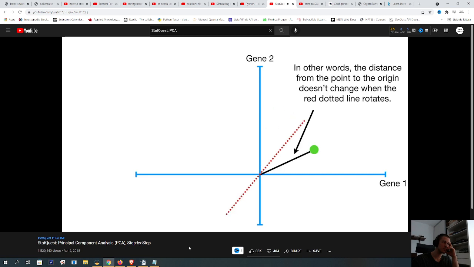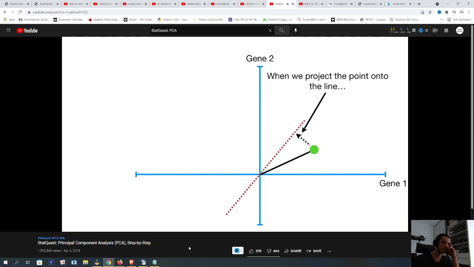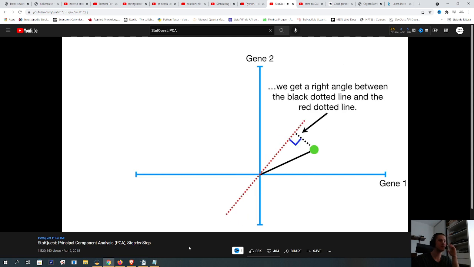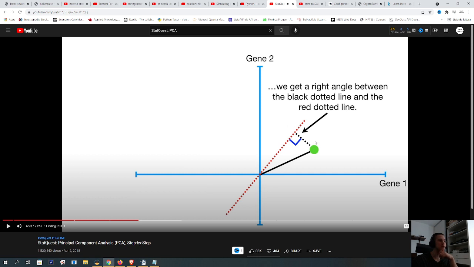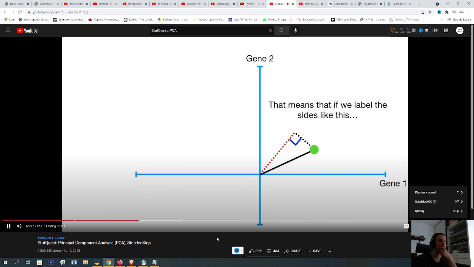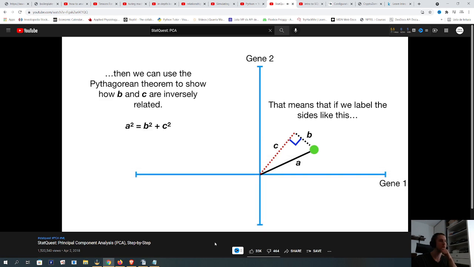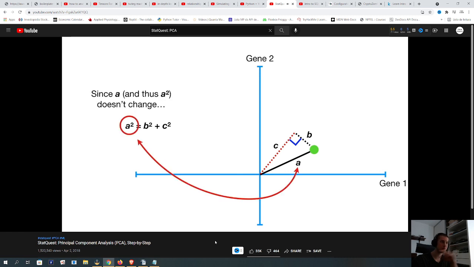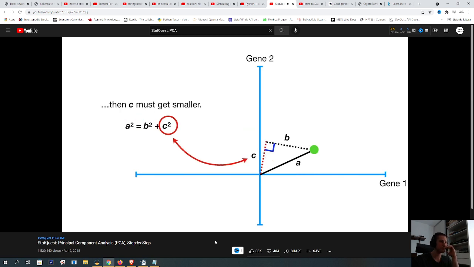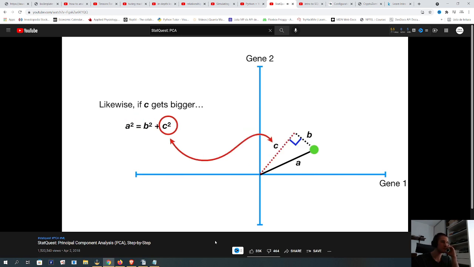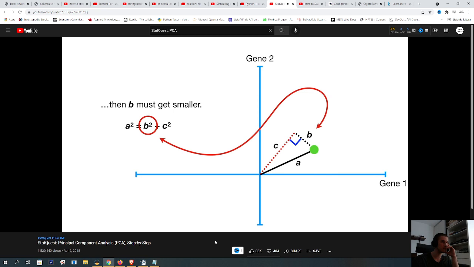In other words, the distance from the point to the origin doesn't change when the red dotted line rotates. When we project the point onto the line, we get a right angle between the black dotted line and the red dotted line. That means that if we label the sides like this, A, B, and C, then we can use the Pythagorean theorem to show how B and C are inversely related. Since A, and thus A squared, doesn't change, if B gets bigger, then C must get smaller. Likewise, if C gets bigger, then B must get smaller.